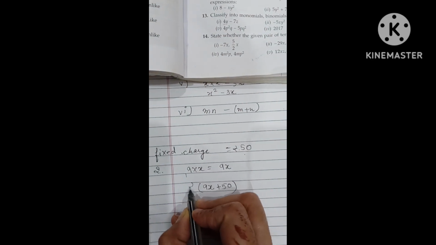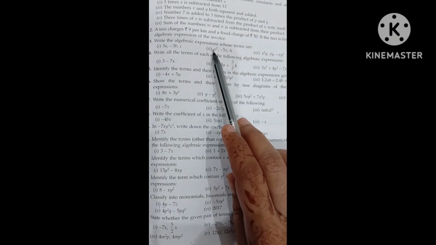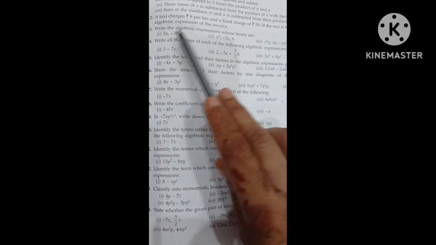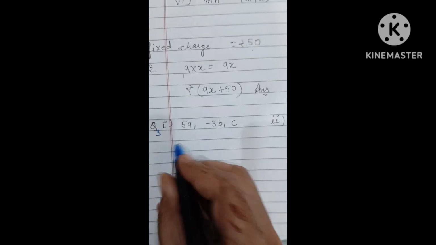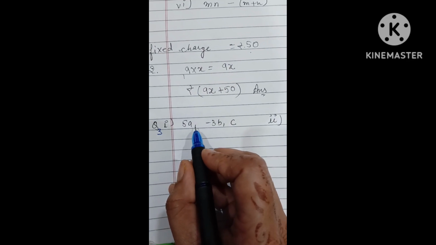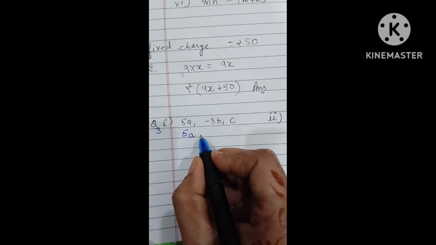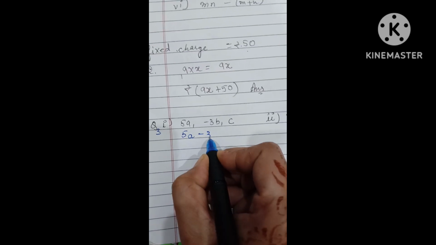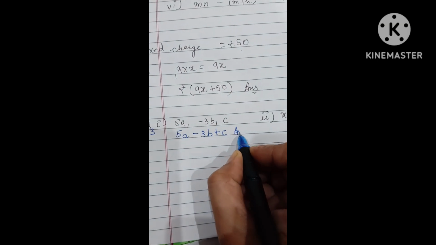So this is the question number 2 answer. Now coming to question number 3, write the algebraic expression whose terms are 5a, minus 3b, c. This is question number 3 part 1. What we will do, we will replace the comma by a plus sign. 5a plus minus will become minus, so we will write 5a minus 3b plus c. So this is the answer.